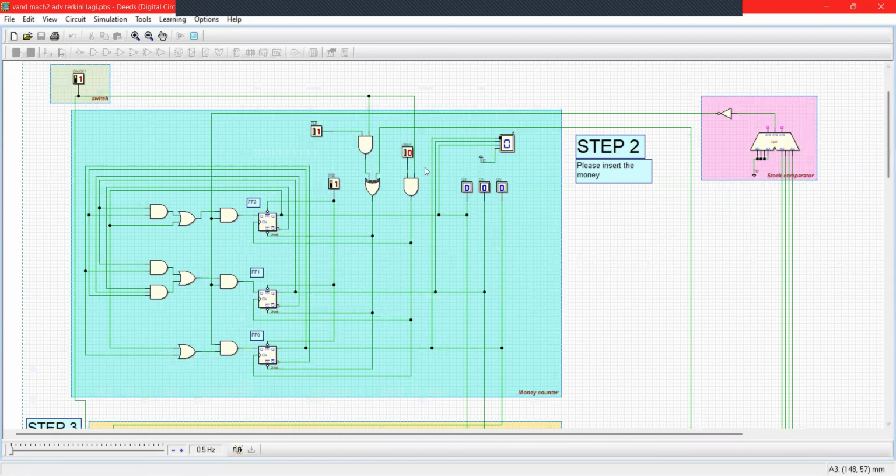So it will not accept any money. You can see I'm pushing the button here, but it is not accepting any money. The 7 segment display always displays 0, which means it does not accept any money.